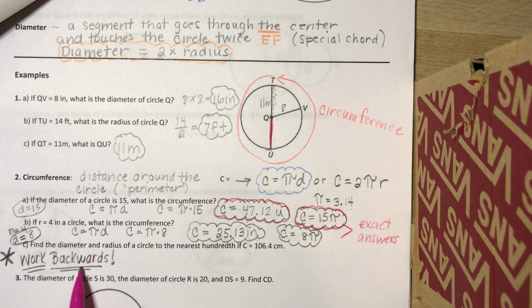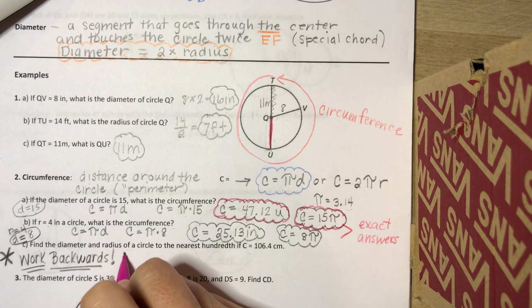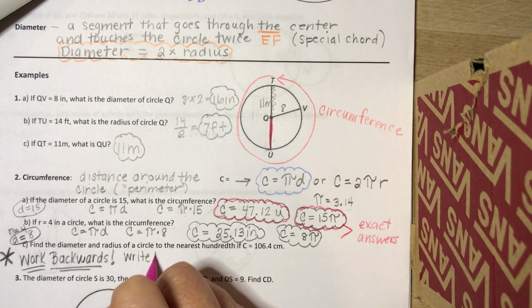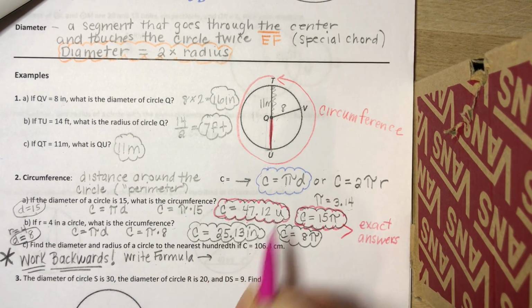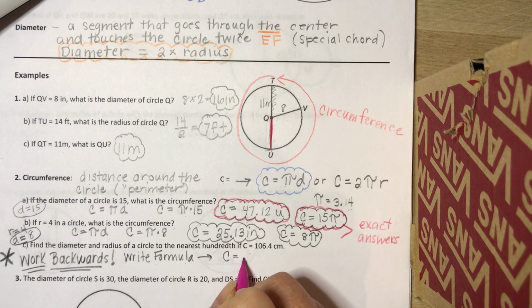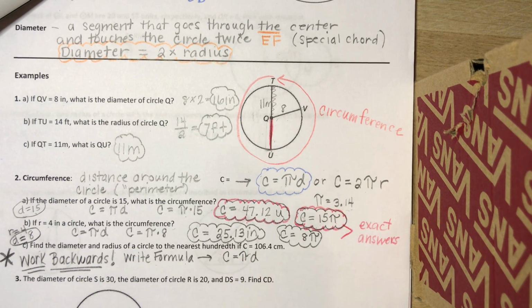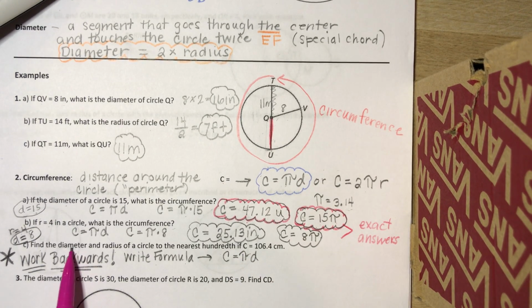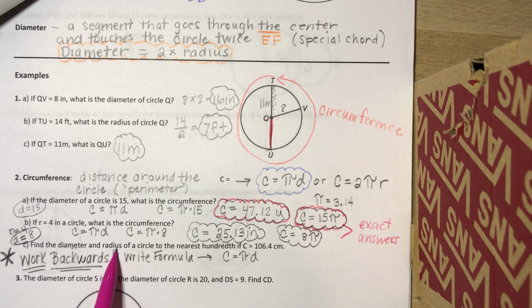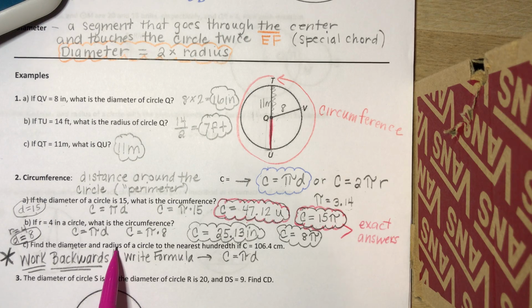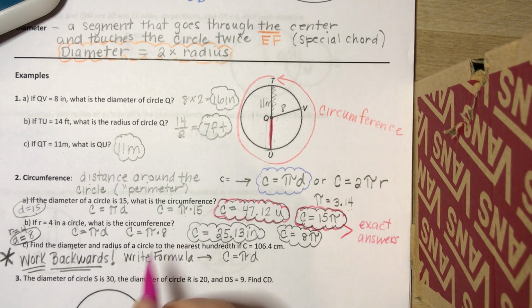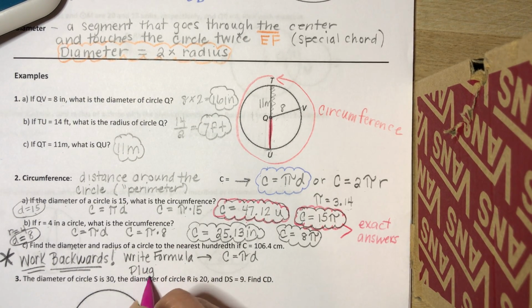So when you work backwards, write your formula first. So I'm going to write my formula. C equals pi times diameter. Well, that's one of the things I want to find. I want to find the diameter. Don't worry about the radius because once I find my diameter, I'll be able to figure that out. So now we plug in: write formula, and then plug in.